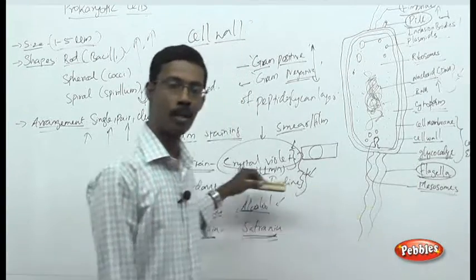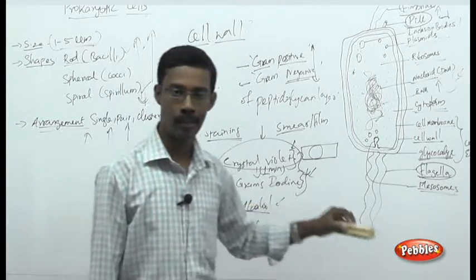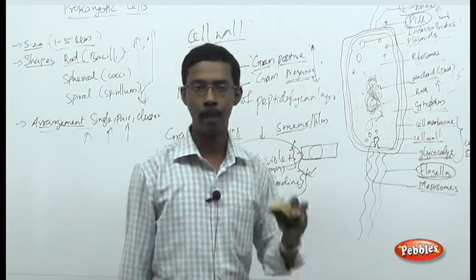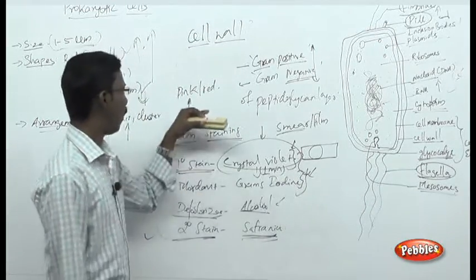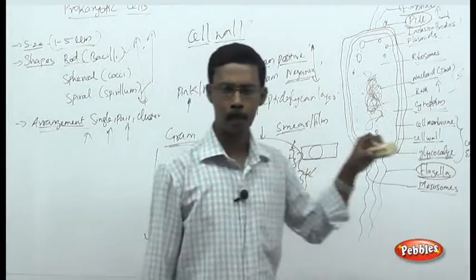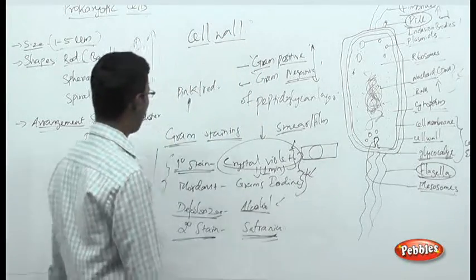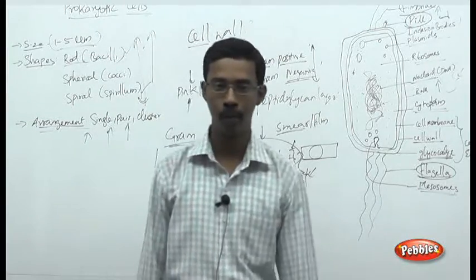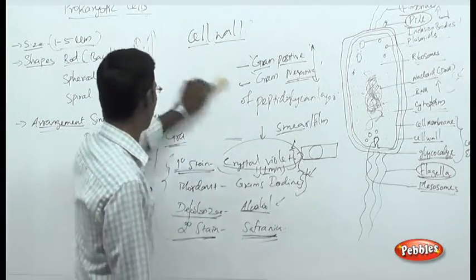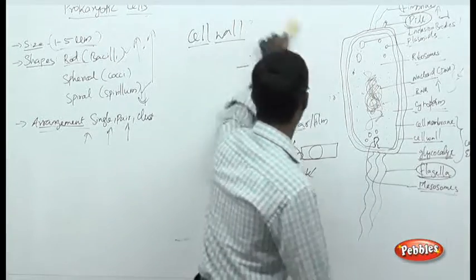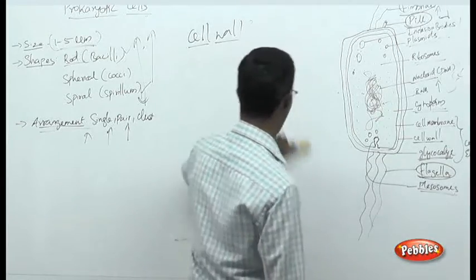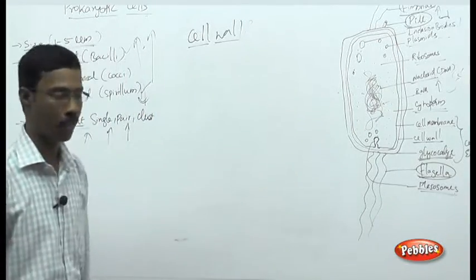So suppose after the gram staining, if you are seeing blue or violet color structures, you can say they are gram positive bacteria. After the gram staining, if you see pink or red color, you can say those bacteria belong to the gram negative kind of bacteria. Okay, so what is the role of the cell wall? We all know how we can classify the entire bacteria into gram positive and gram negative.